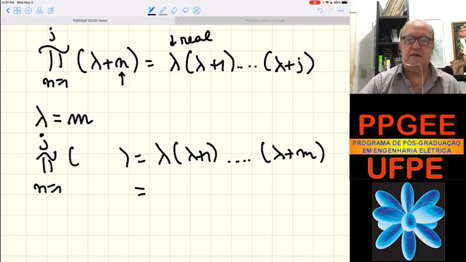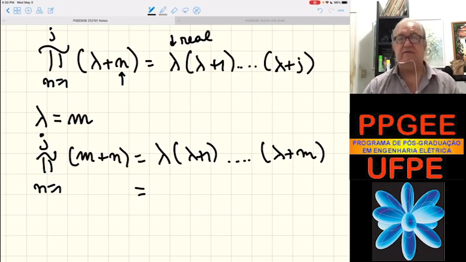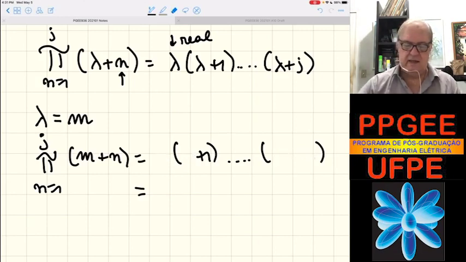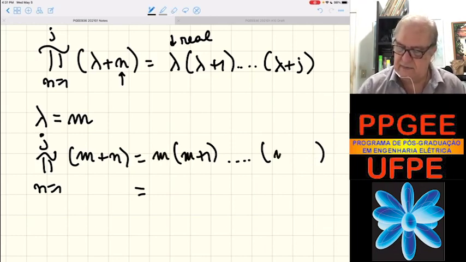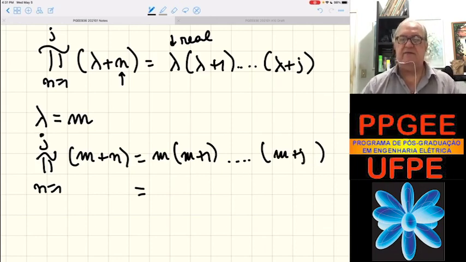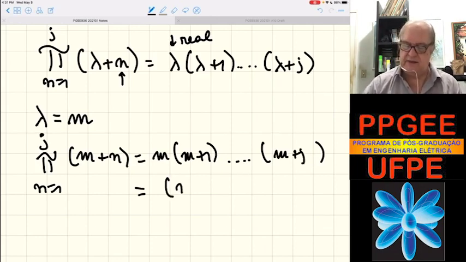Yeah, this is m in place of lambda plus n, and n is a variable, so it's going to be m plus 1, m plus 2, up to j, which is the largest value, m plus j. Now we have the ratio of m plus j factorial divided by m factorial.